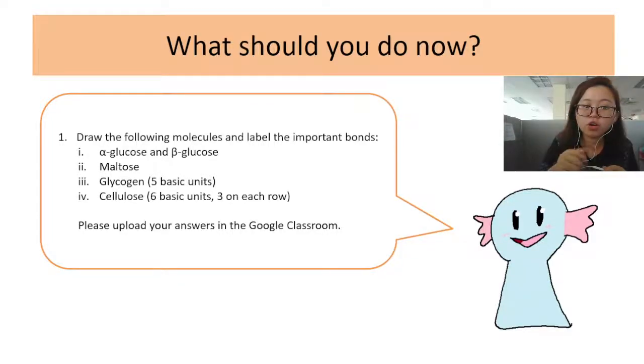Number 4, draw cellulose. I want you to draw 6 basic units, 3 on each row. So untuk cellulose tu saya mau kamu lukis 1, 2, 3 di atas, 1, 2, 3 di bawah. For cellulose, remember to label the beta 1,4-glycosidic bond and the hydrogen bond. Draw, and please upload your answers in the Google Classroom.